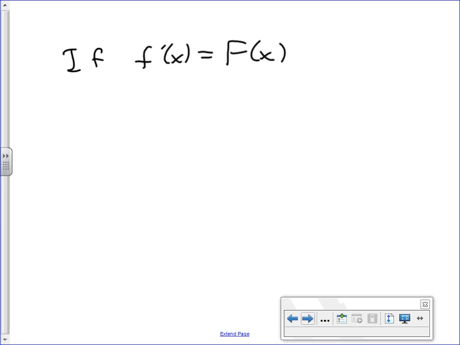Everything that I'm going to say now I have said before, but some of it I haven't stressed and we haven't necessarily had a question on it. So we just need to get this firm, and this is a good place to do it. If I know this to be true, then what's the antiderivative of big F of x?